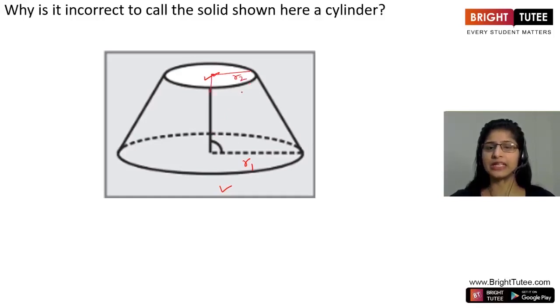Right? If we join them, the radius is smaller, so they are not identical, so it is incorrect to call this solid a cylinder. Actually, when you go to higher classes, you will learn about this, and it is known as a frustum. You will learn about the frustum in detail later on.